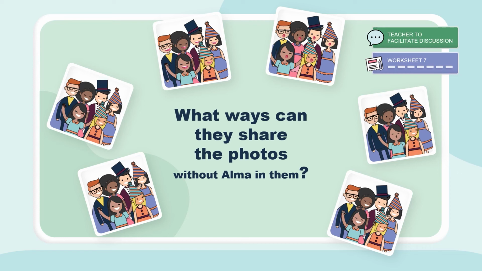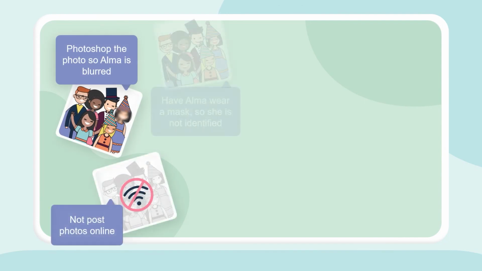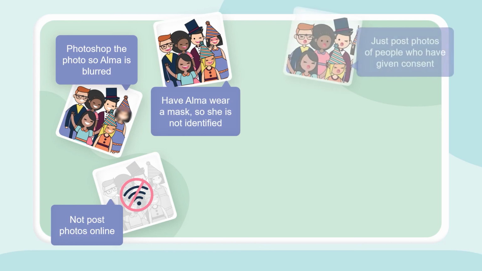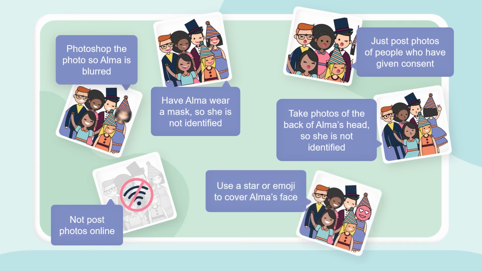Here are some ideas that our eSafety kids came up with. Photoshop the picture so Alma is blurred. Don't post anything. Have Alma wear a mask. Just post the photos without Alma in them. Take photos of the back of Alma's head. Use a star or emoji to cover Alma's face.